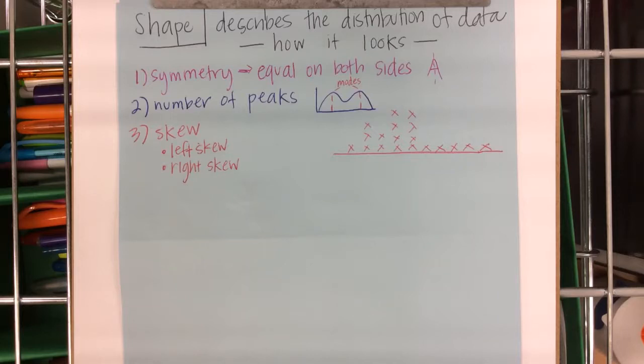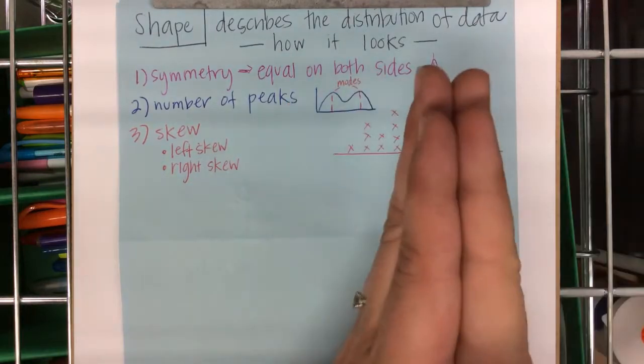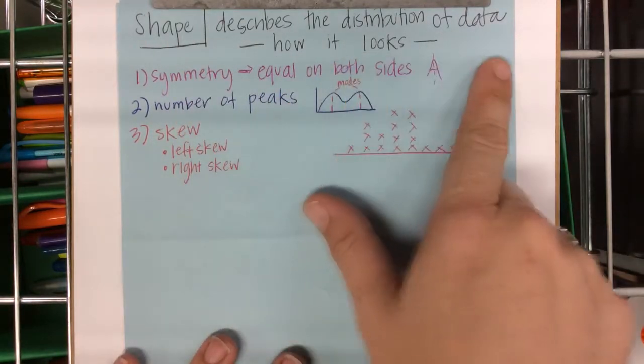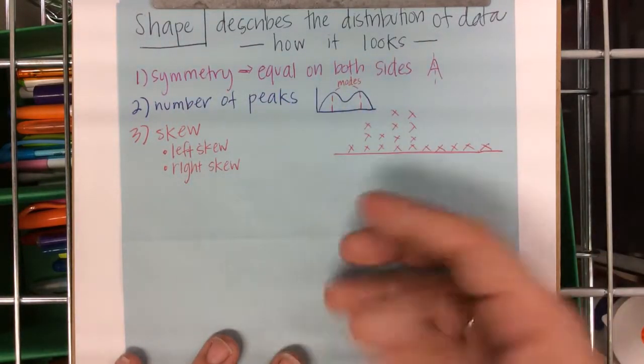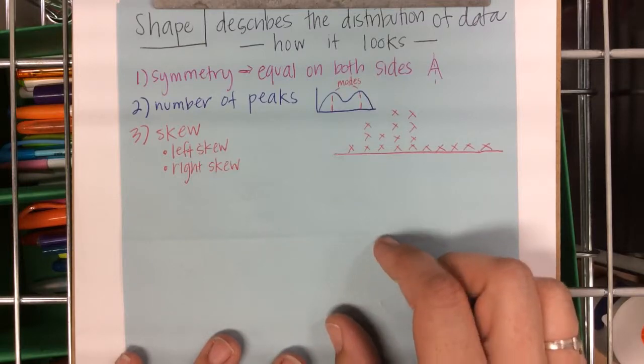And using the 3 things that we look at for shape, can we analyze this dot plot? Is it symmetrical? No, it's not symmetrical. If I folded it in half, it would not line up. So you'd say, no, it's not symmetrical. There's more data on the left side.